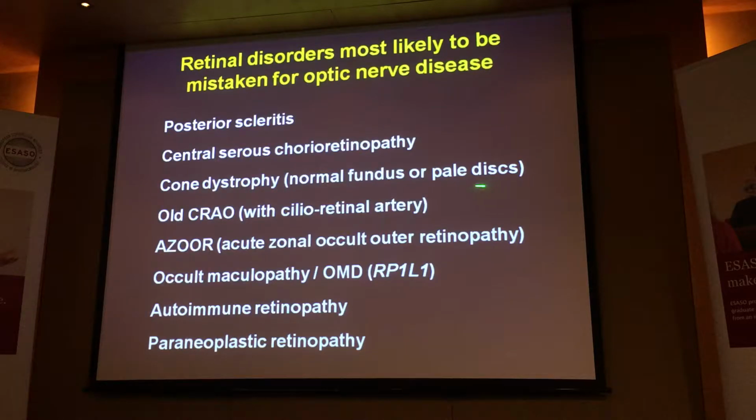But cone dystrophy, as we've seen before, normal fundus or pale discs, and central retinal artery occlusion with severe retinal artery disease can be mistaken, as we saw earlier. Also AZOOR, occult maculopathy, possibly related occult macular dystrophy with RP1L1 mutation, autoimmune paraneoplastic retinopathy.